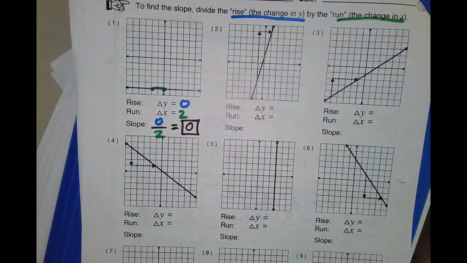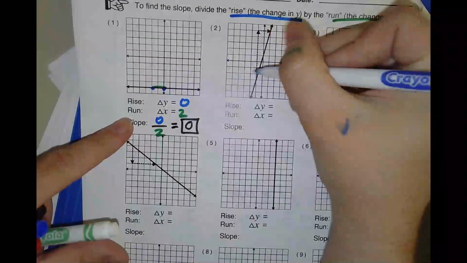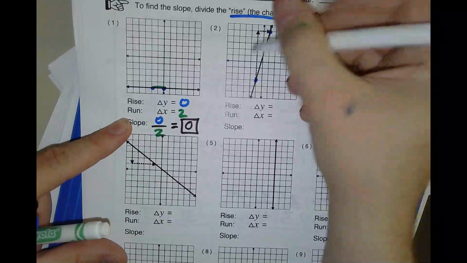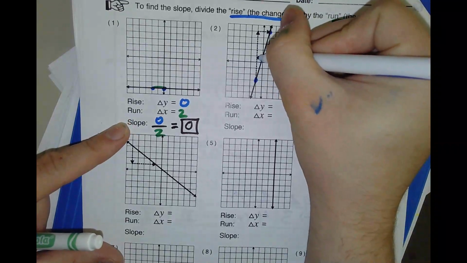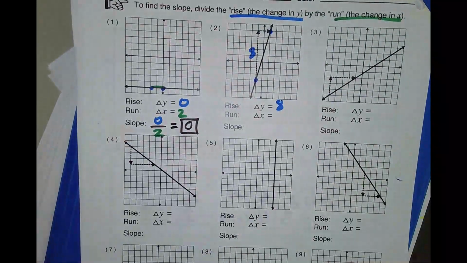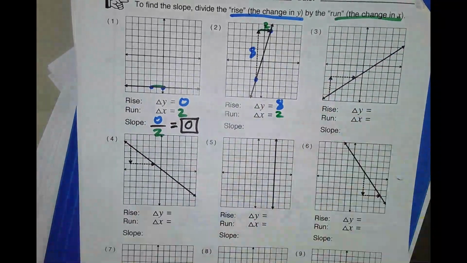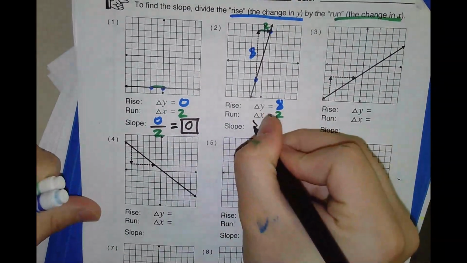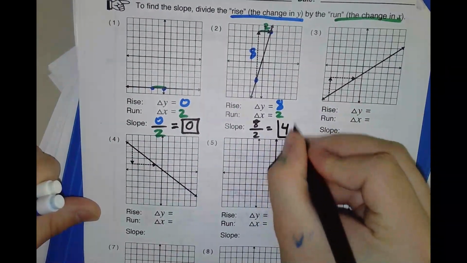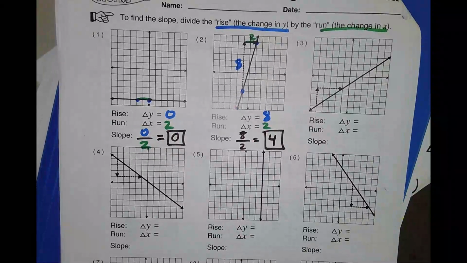Okay, next one, number 2. What is the vertical change, the rise? So choose these 2 dots where it's drawn for you. The rise is 1, 2, 3, 4, 5, 6, 7, 8. And the run is 2. Now, if we divide 8 by 2, what do we get? Yes, 8 divided by 2 is 4. So the slope for that one is 4.